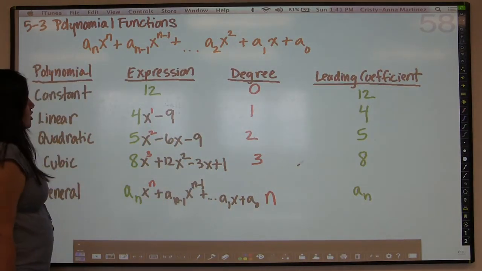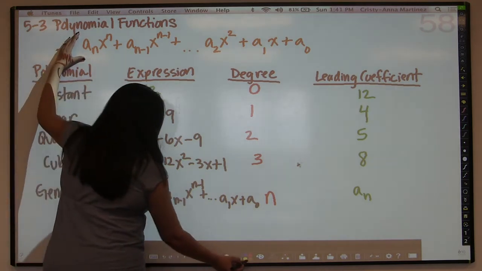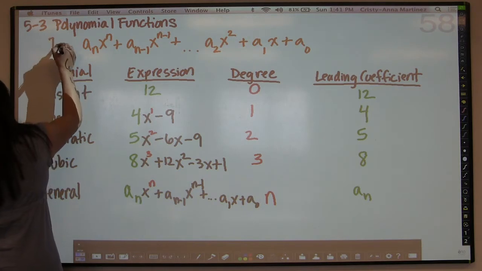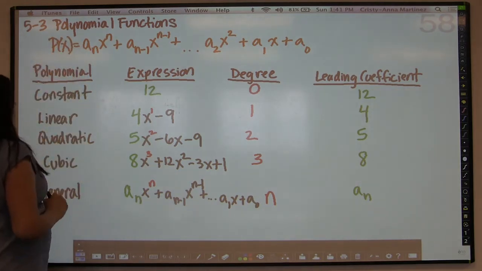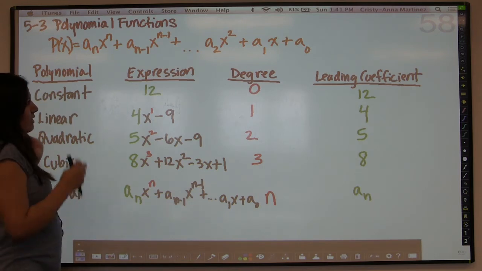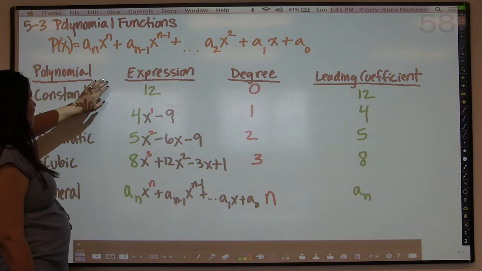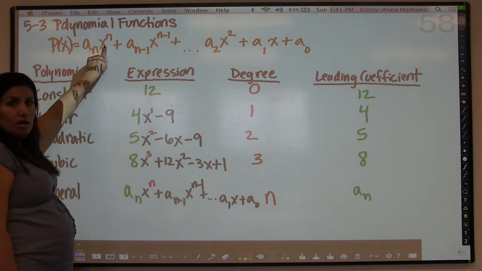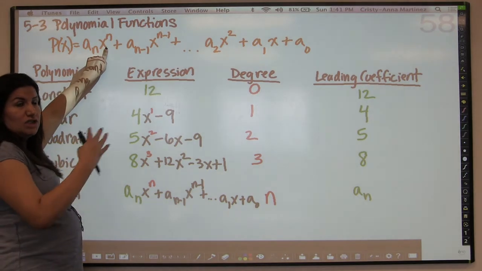I don't want you to get too scared. This is basically the general form of a polynomial function. Oftentimes we call it p of x. And I just want you to be aware that although you see a lot of scary letters here, all it really is saying is that the degree of the exponent is decreasing in order from largest to smallest.